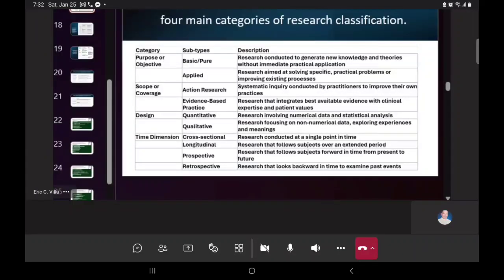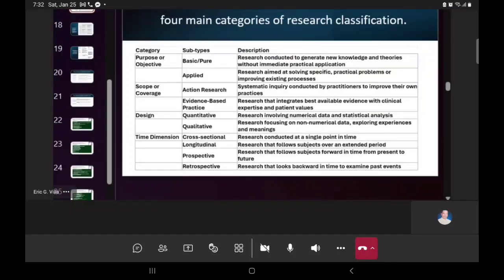On the other hand, longitudinal research or studies track changes over time by collecting data from the same subjects repeatedly. And this approach helps understand developmental trends, cause and effect relationships, and patterns of change over extended periods. And we have also prospective research and the retrospective research under time dimension.